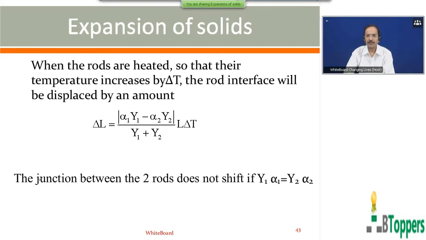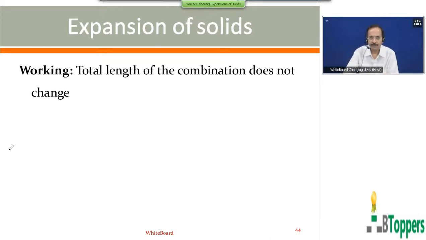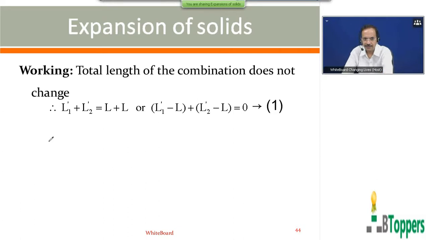Come on, those who want to copy the conclusion, take a pause and finish writing the notes up to here. So next I am going to show you the working for the conclusion. So look at the screen for working. Total length of the combination does not change. Therefore L1 dash plus L2 dash equals L plus L, or L1 dash minus L plus L2 dash minus L equals 0. So L1 dash minus L is the change in the length of the first rod. L2 dash minus L is the change in the length of the second rod. This we call equation number 1.